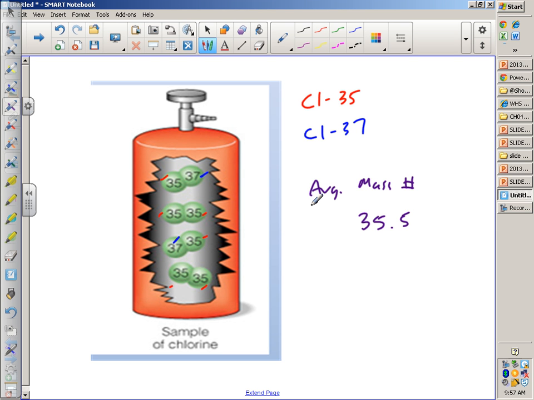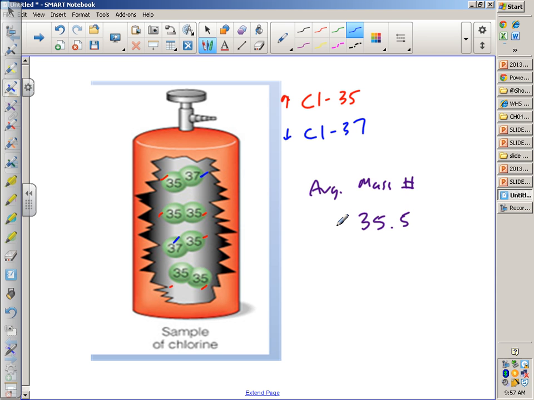So, does this represent any one specific atom of chlorine? No, it doesn't represent any specific isotope of chlorine. It represents what we get on average if we take some random sample of chlorine, because we have a mixture of these two. But there's more chlorine-35s than there are chlorine-37s.